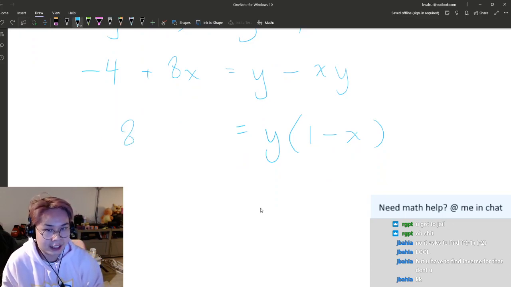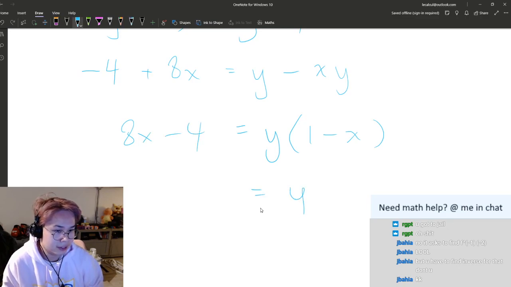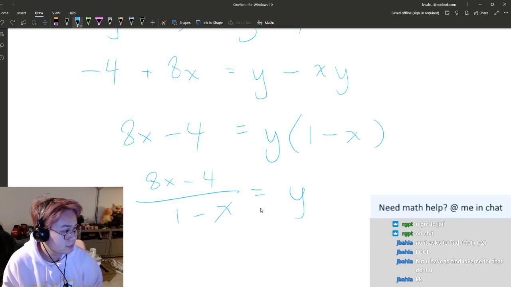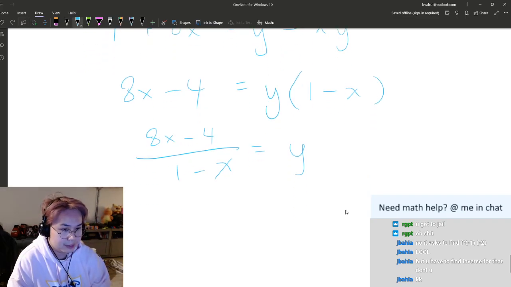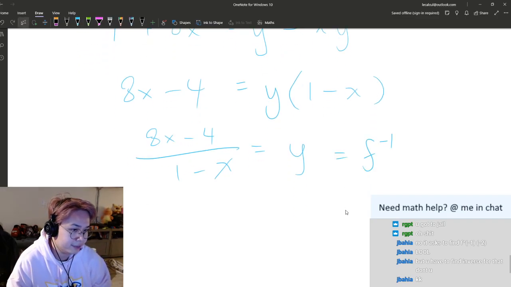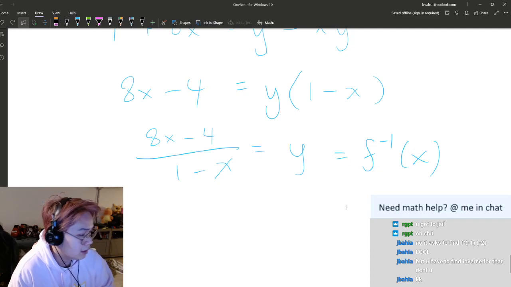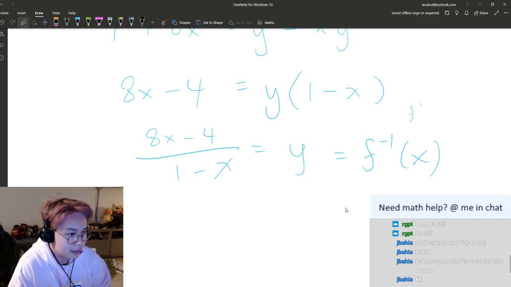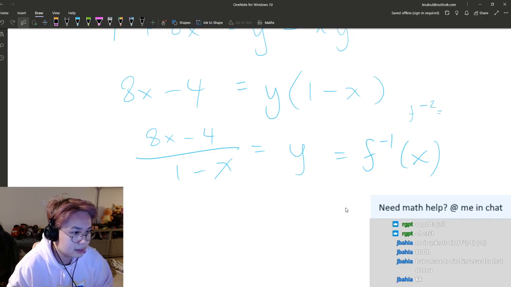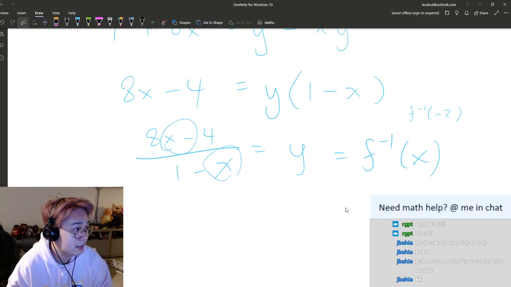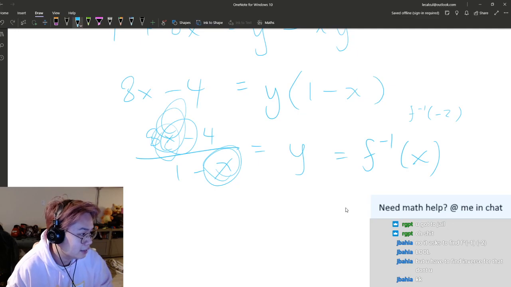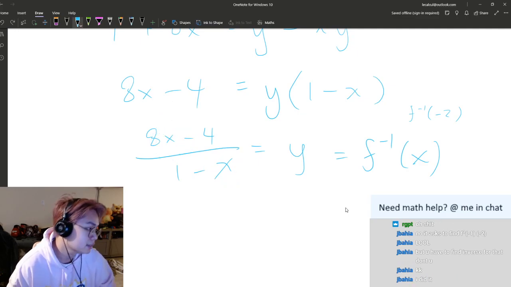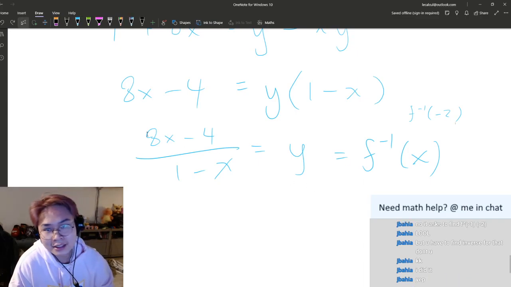And then on the left side, we have 8 minus 4. So then here's your inverse. And of course, we can change this to f⁻¹(x). So then to answer your question, if you want to find the inverse at -2, then you just plug in -2 into these x values here. And then you have your answer. You did it.